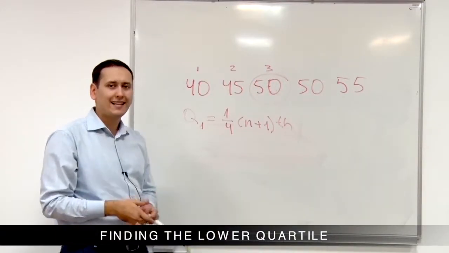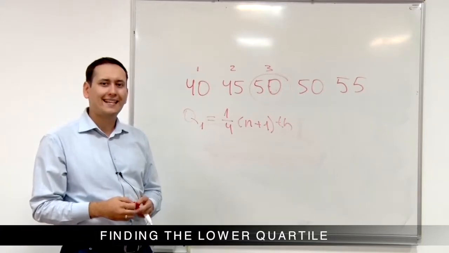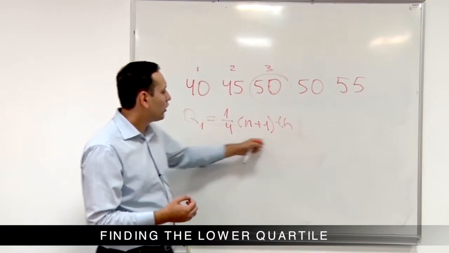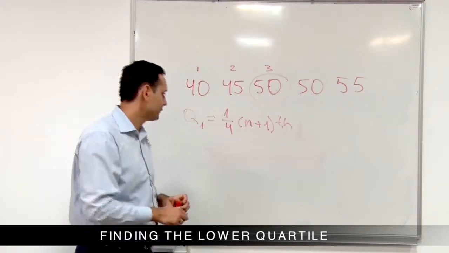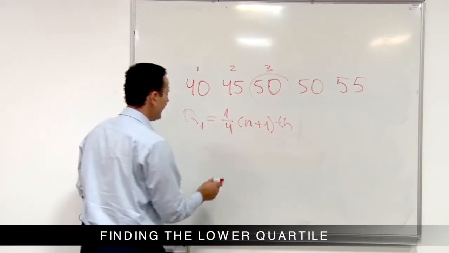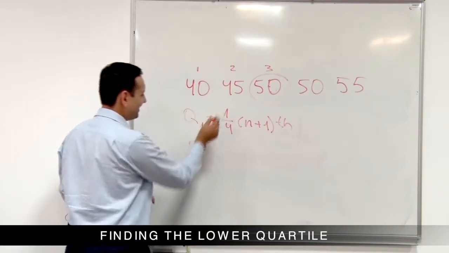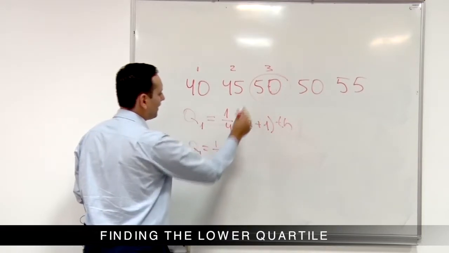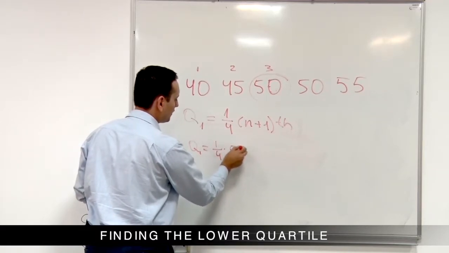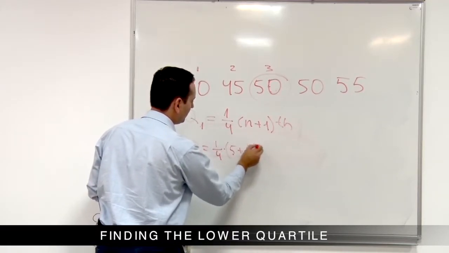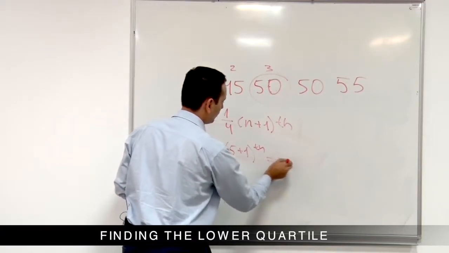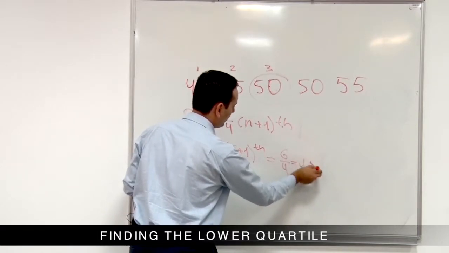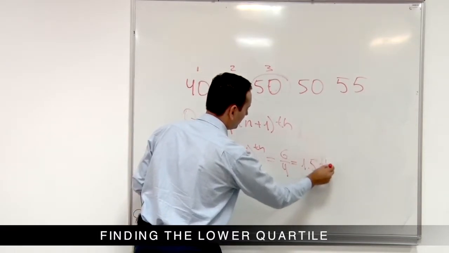Now we'll talk about how to find the lower quartile of the data. So again, just like in the median, we're not actually finding the actual number, but we're finding the order of this value. In our case, Q1 is equal to 1/4 multiplied by n plus 1. n is 5, so that's going to be 5 plus 1, which is equal to 6/4, which is 1.5th value.